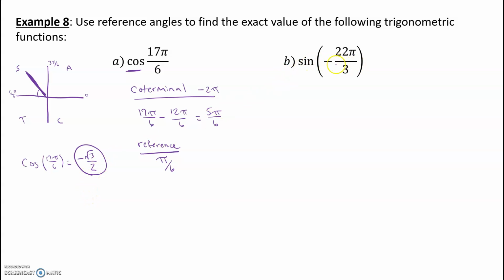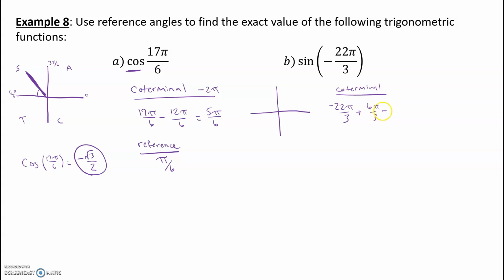Next one, sine of negative 22 pi over 3. Again, I don't know this, so we're going to get it back in that 0 to 2 pi. So let's get our coterminal angle. So we're going to add 2 pi lots of times. So negative 22 pi over 3. 2 pi is the same as 6 pi over 3.